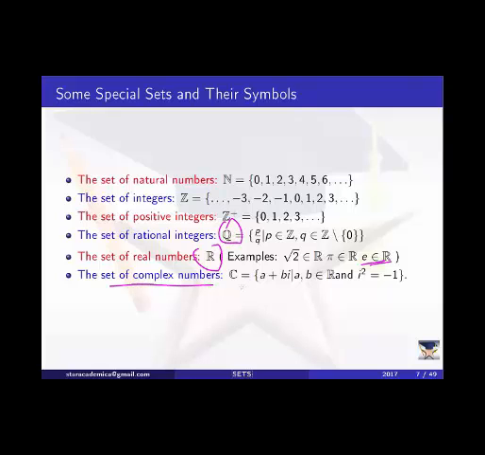And the set of complex numbers, this is also not going to be really the main topic of this course, but let's have this inside our list. So these are the numbers of type a plus b times i, where a and b are real numbers, and i is a symbol whose square is equal to minus 1. Okay.